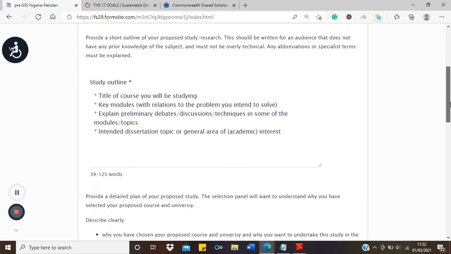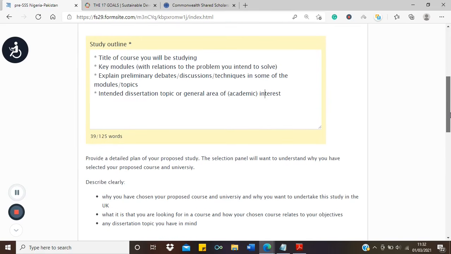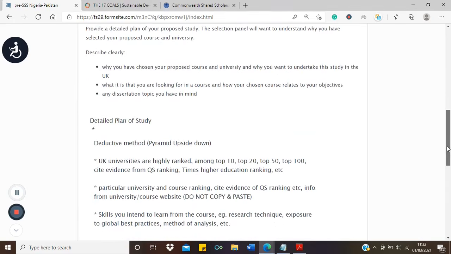So let's go to essay number 6. By the way, be mindful of the word count. Be mindful of the word count. Do not exceed the word count.